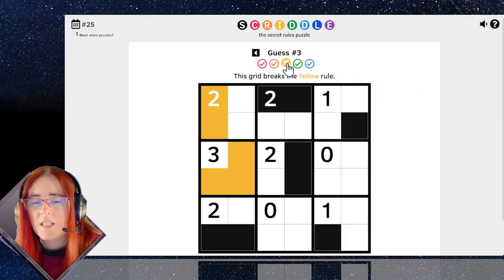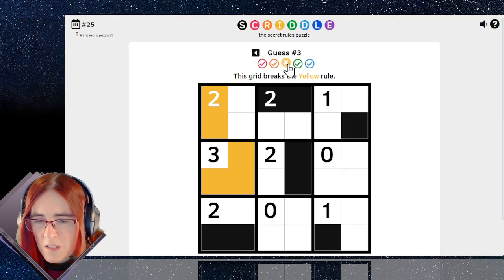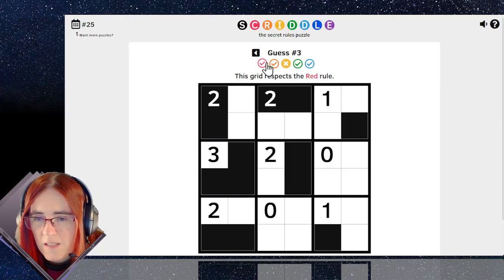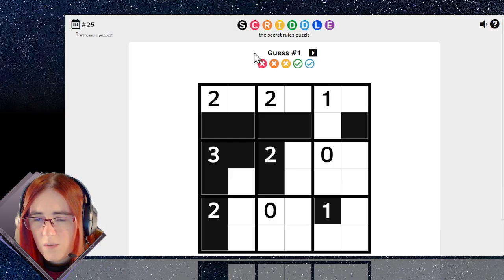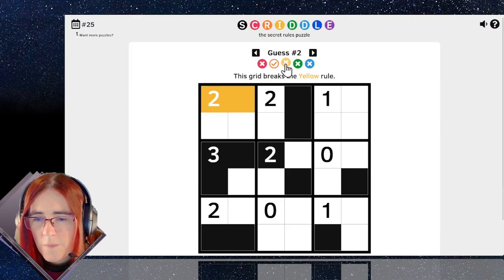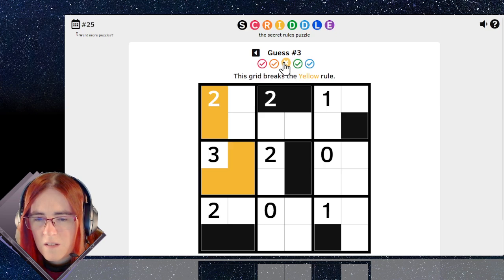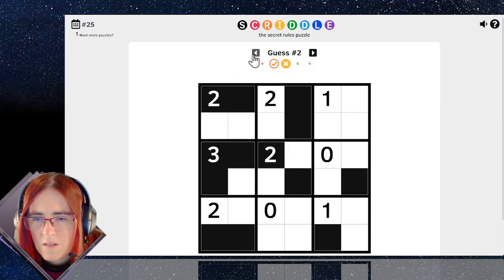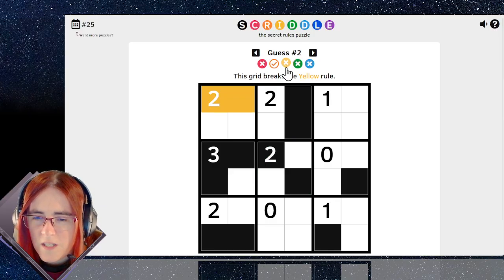Okay, we're passing everything except for the yellow rule. This is the one that's most mysterious to me, the yellow rule, because it seems nothing special about this one at all.